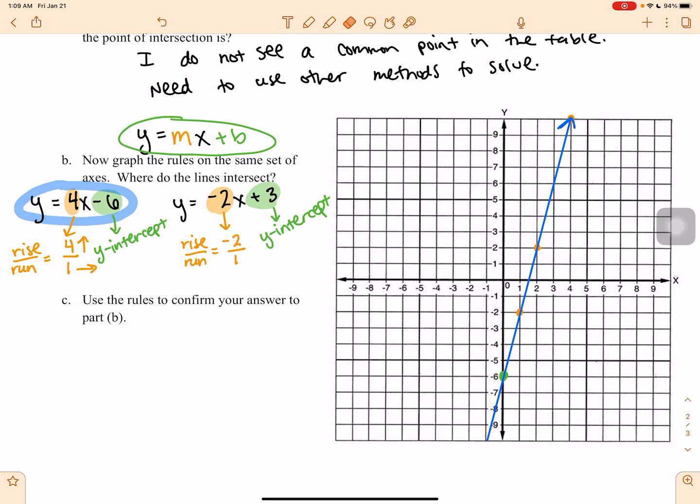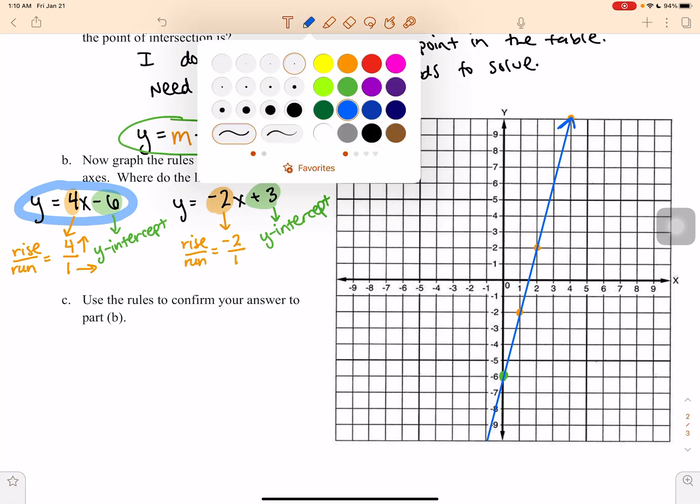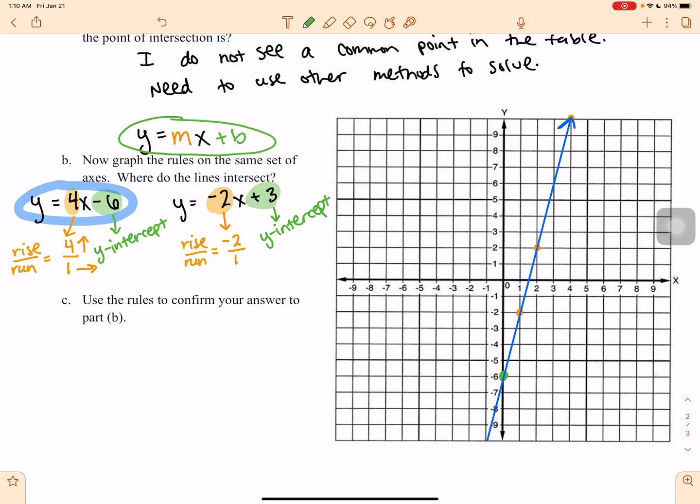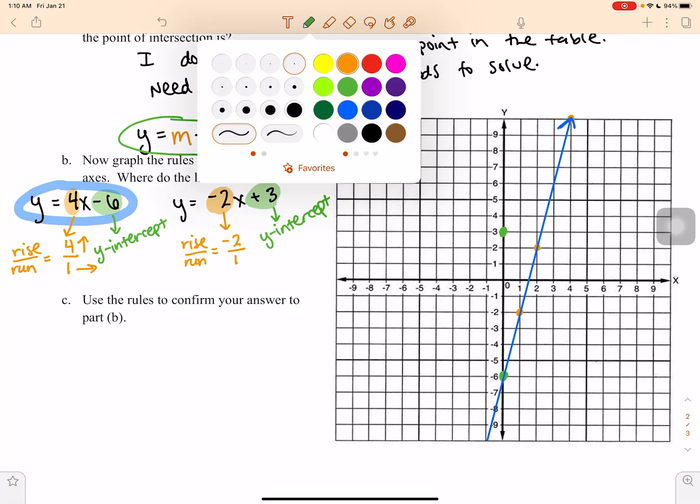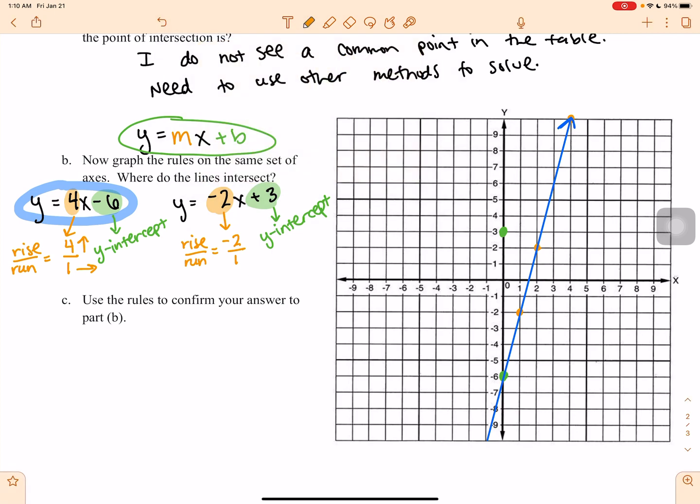All right. So that is the line y equals 4x minus 6. So now I'm going to plot the other one. So y equals negative 2x plus 3. Positive 3 is my y-intercept. Okay. And now my slope is down 2 over 1.